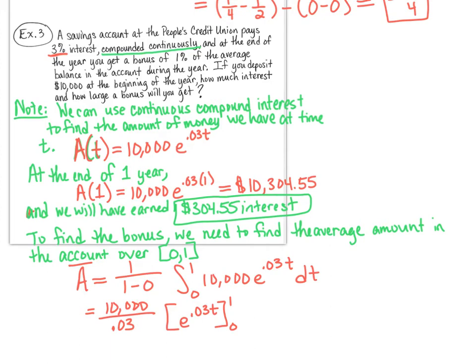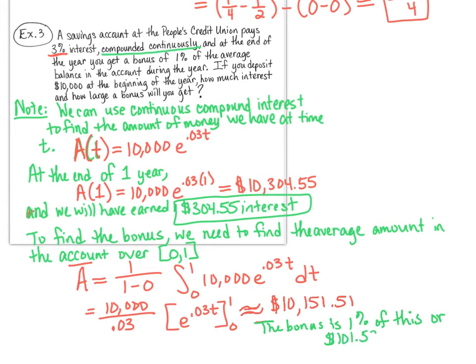So now evaluating, you get that this is approximately $10,151.51, which means the bonus is 1% of this, or in other words, it is $101.52, okay, if we're rounding up, or $101.51. Okay, there you go.